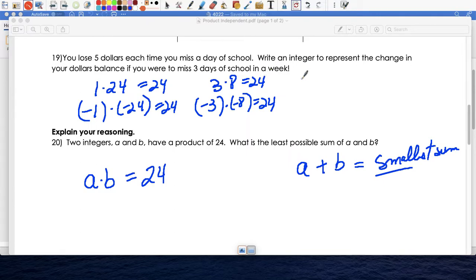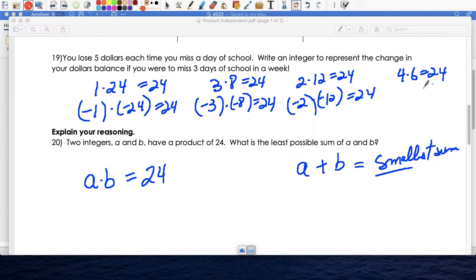I can do 2 and 12, which is 24. I can do negative 2 times negative 12. That also gives me 24. And I think I have one more factor pair here too. 4 times 6 is 24. Negative 4 times negative 6 is also 24. Right, so I have these values. So let's call the factors A and B. A and B can be 1 and 24, or 3 and 8, 2 and 12, and 4 and 6.